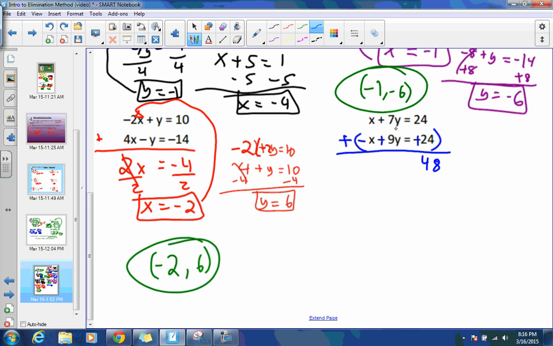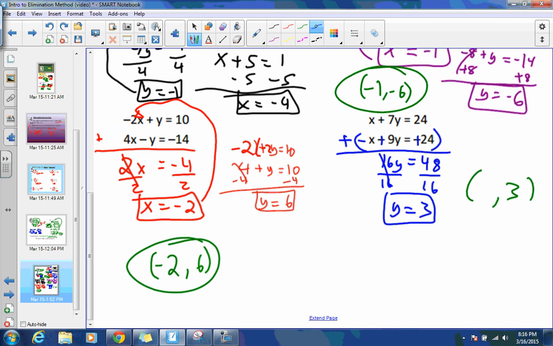The x's are going to cancel out, and then we have 7y plus 9y, which ends up being 16y. And divide both sides by 16. You should end up getting y is equal to, let's see, 16 goes into 48 3 times. You can use your calculator if you need to, but that would be y equal to 3. So then again, part of our solution, the y is 3.